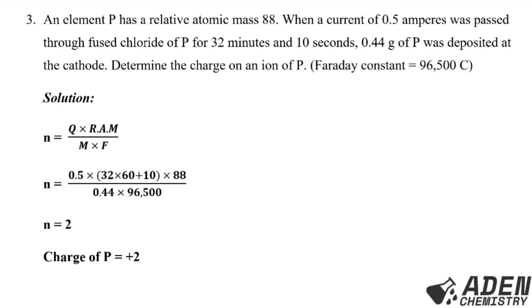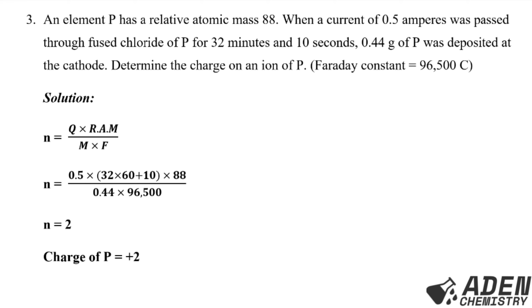Example number 3, we are told an element B has a relative atomic mass 88. That is the RAM. When a current of 0.5 amperes was passed through fused chloride of B for 32 minutes and 10 seconds, 0.44 gram of B was deposited at the cathode. We are told to determine the charge on an ion of B. In brackets, we are given Faraday's constant, which is equal to 96,500 coulombs.